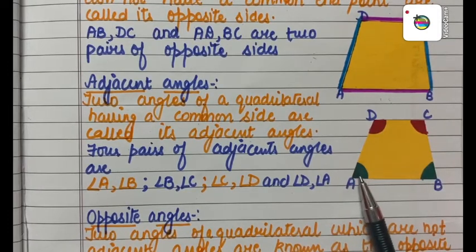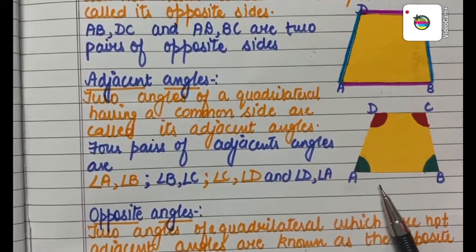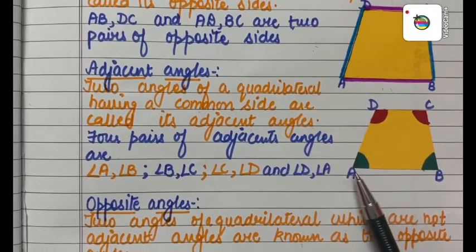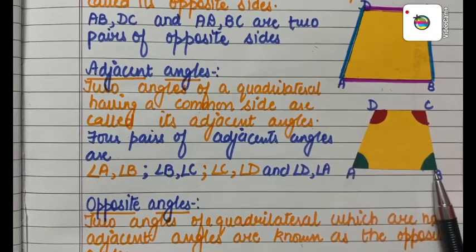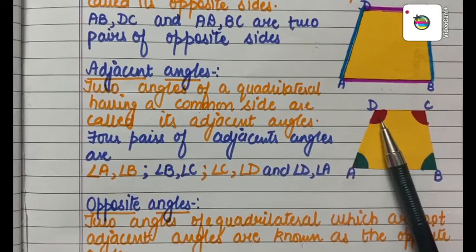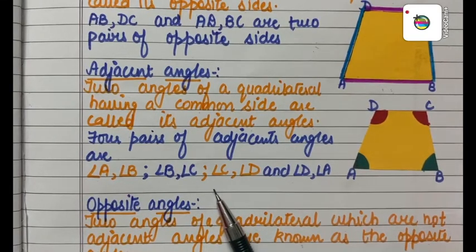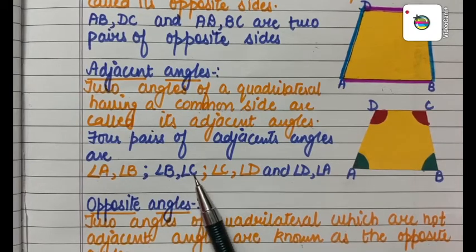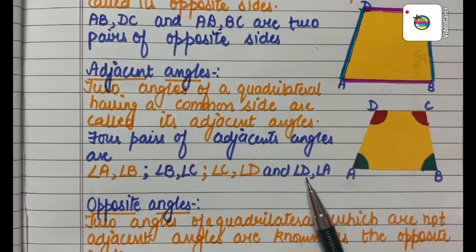So children, again I have chosen 2 colors to specify the adjacent angles. Here I have used green color for the first pair, that is A and B, and red color for the second pair, that is C and D. In the same way, you can use different colors to specify angle B and C, and similarly for angle D and angle A.